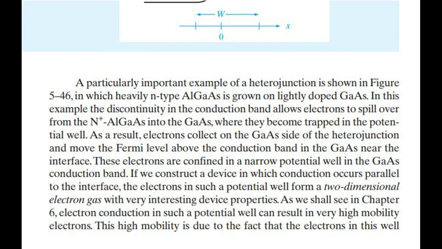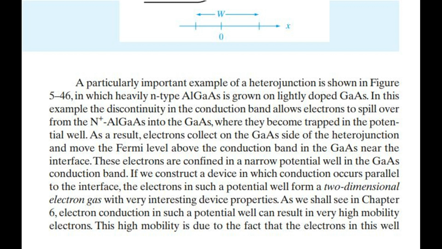A particularly important example of a heterojunction is shown in Figure 5.46, in which heavily N-type aluminum gallium arsenide is grown on lightly doped gallium arsenide. In this example, the discontinuity in the conduction band allows electrons to spill over from the N+ aluminum gallium arsenide into the gallium arsenide, where they become trapped in the potential well. As a result, electrons collect on the gallium arsenide side of the heterojunction and move the Fermi level above the conduction band in the gallium arsenide near the interface. These electrons are confined in a narrow potential well in the gallium arsenide conduction band.